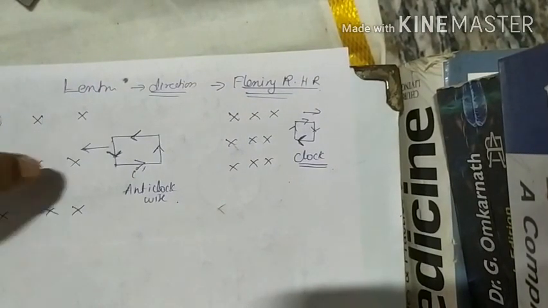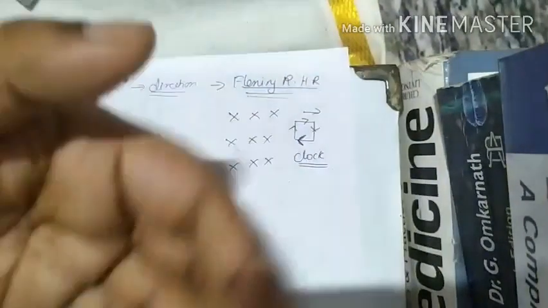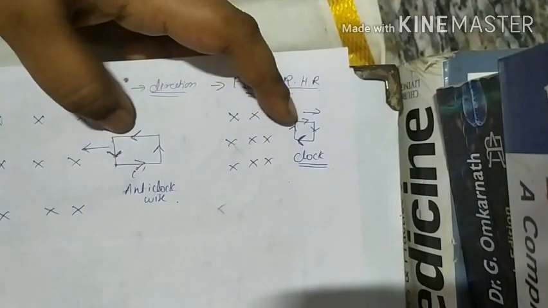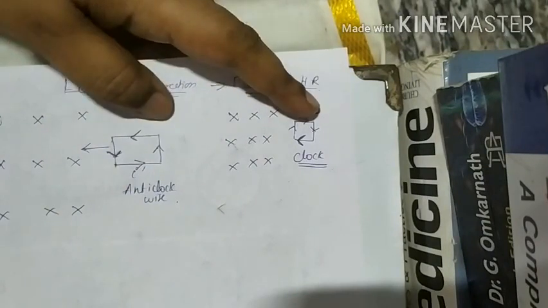NEET, etc. This type of questions you can see a lot. So don't go by Lenz's law because it takes time. Very little time can be arranged, or within a few seconds itself you can solve the direction of current if you understood Fleming's right hand rule.